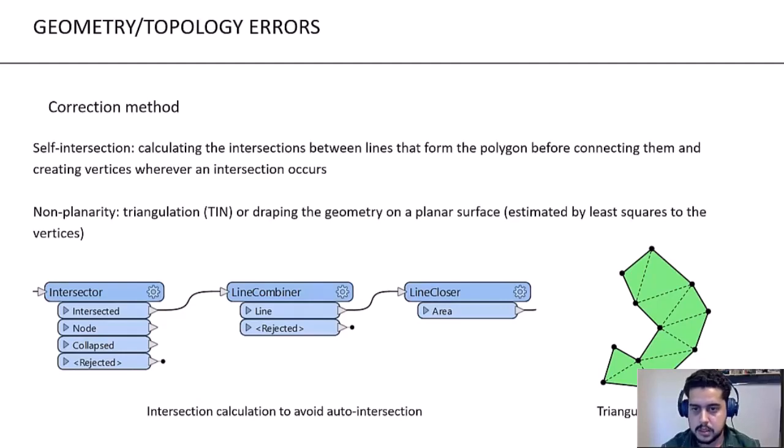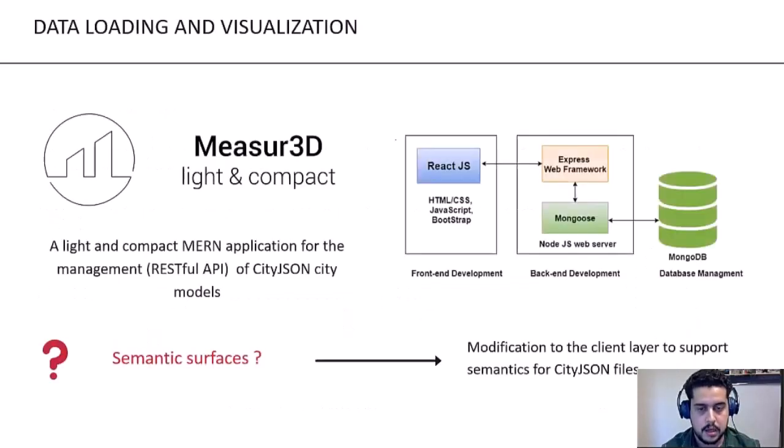First, for the self-intersection, we can in the modeling process calculate the intersections and create vertices wherever an intersection occurs. And for non-planarity, we can either do a triangulation. Triangles are basically planar, or we can project the geometry onto a planar surface.